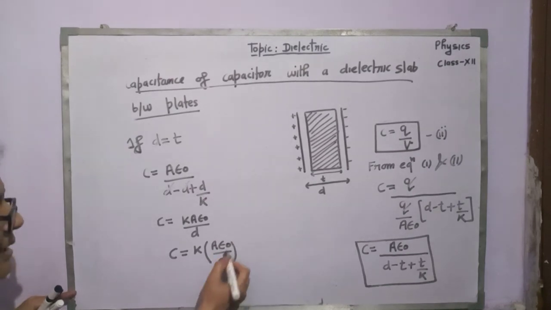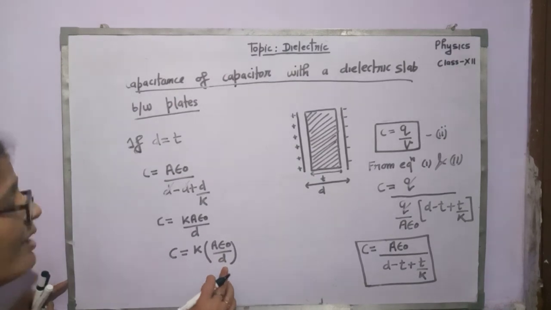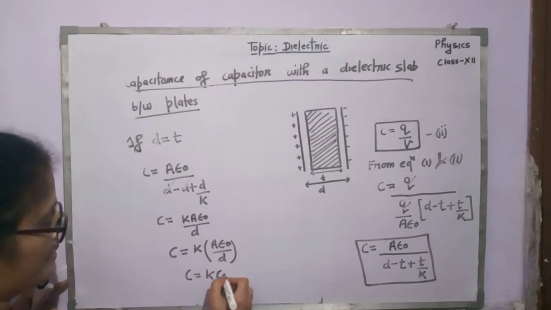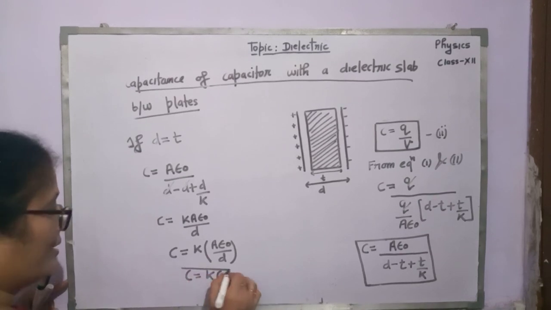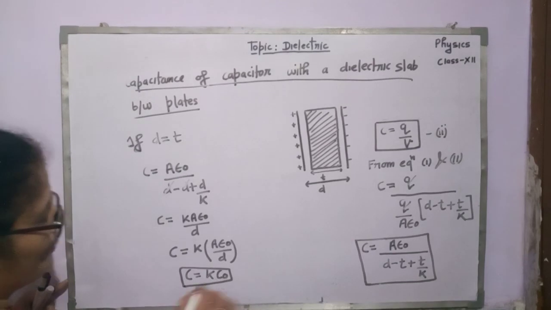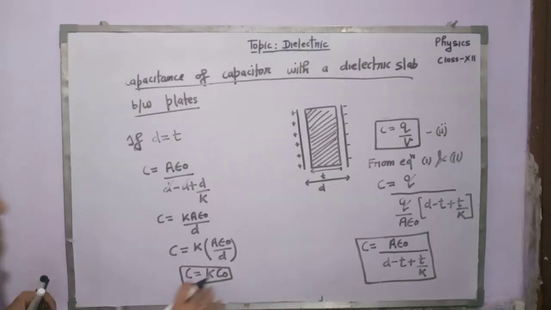What is A epsilon naught upon d? Capacitance of the parallel plate capacitor in vacuum. This is represented as C is equal to K C naught, in vacuum. This means when the capacitor is filled completely with a dielectric, then its capacitance increases K times.